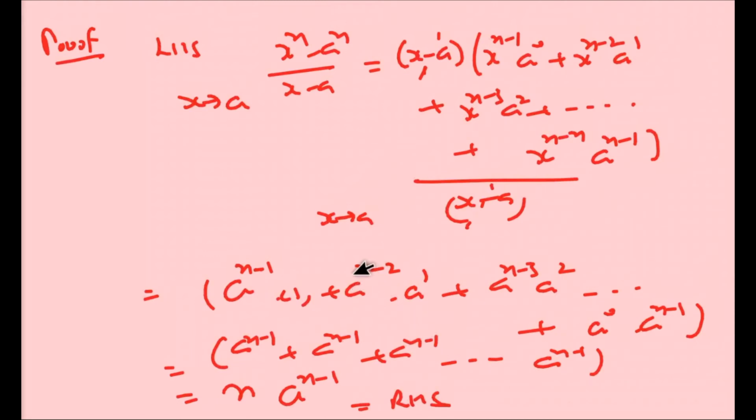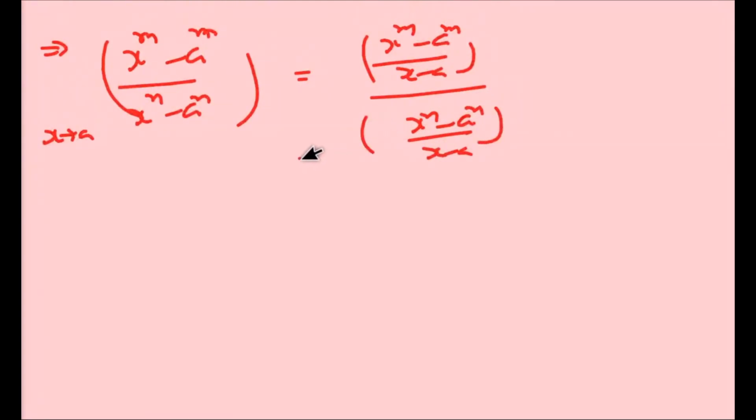Now using this formula we can do some questions of this rationalized type easily, directly using this formula. Okay students, now we can make another formula this way: x to the power m minus a to the power m upon x to the power n minus a to the power n, x tends towards a. Now if we divide this by x minus a, and again divide the denominator by x minus a, we can write it this way.